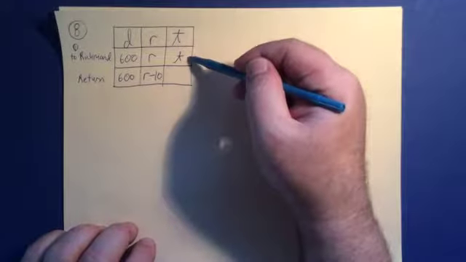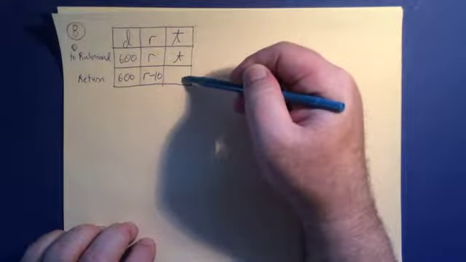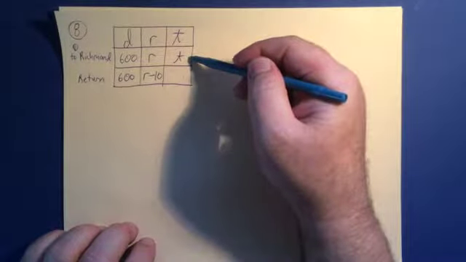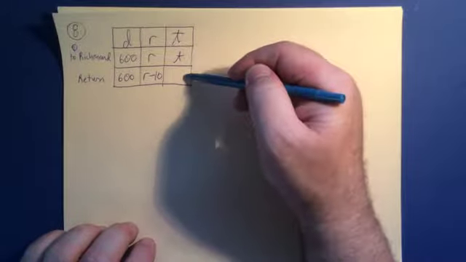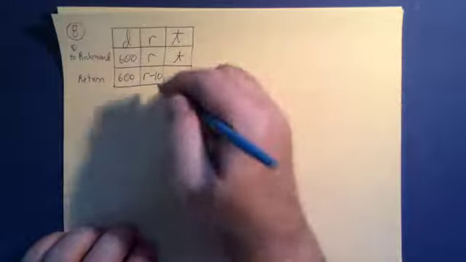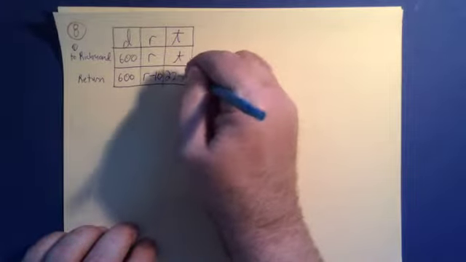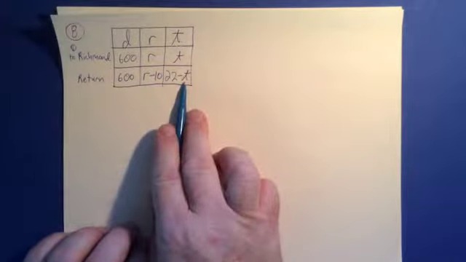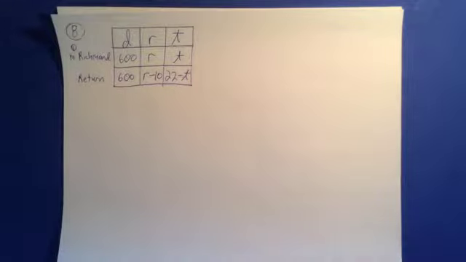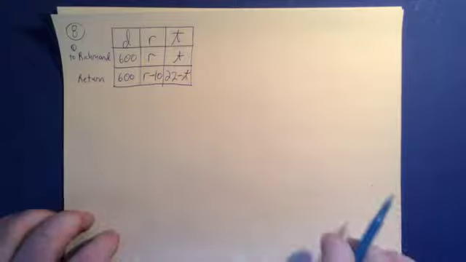So if this trip were 10, this would be 22 minus 10, which would be 12. If this trip were 20, this trip would be 22 minus 20, or 2. So this is going to be 22 minus t. This is much like the problem we did in question number 2. So that's how we put together our dirt table for this problem.